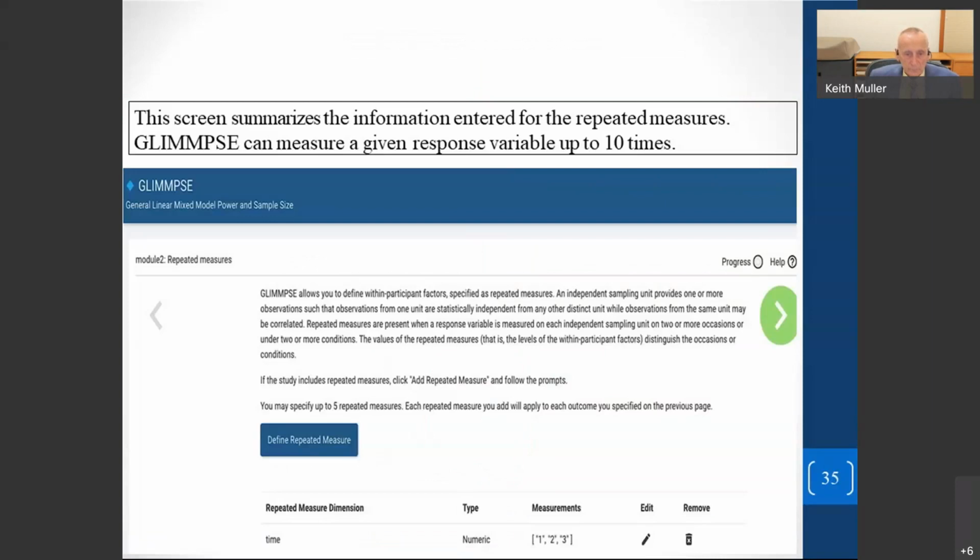So then we get a summary screen in which we ask you to review what we said, to verify that it's right. And if it's not, you can always go backwards. You've got a green arrow to the right and a gray back arrow to the left, and you can edit things and change them in an iterative fashion.